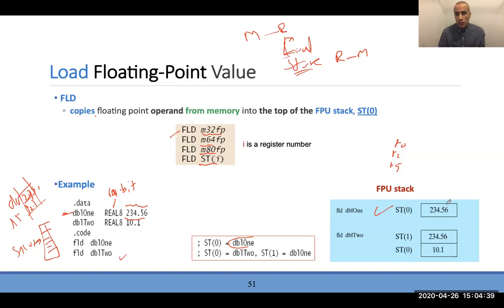So if this is the case right here, this is now the top of the stack. If we load the second value, then the top of the stack is 10. Do you see it? So ST0 is the top of the stack, so the top of the stack is something different. And the previous top of the stack is now pointed at by ST1. You see it, guys? So this is how we use float. All right, keep that in mind.